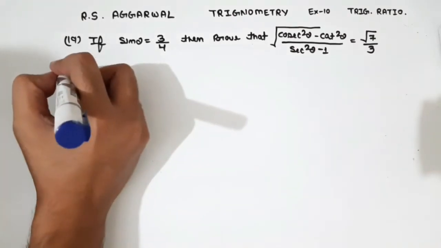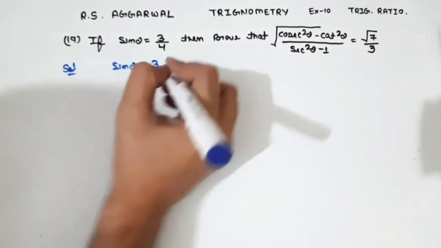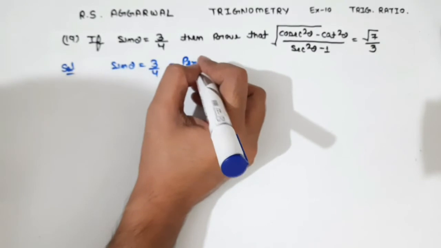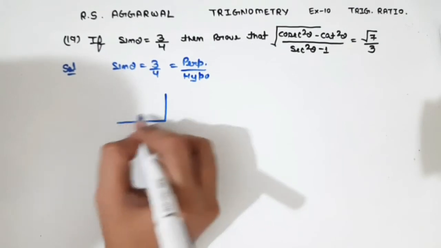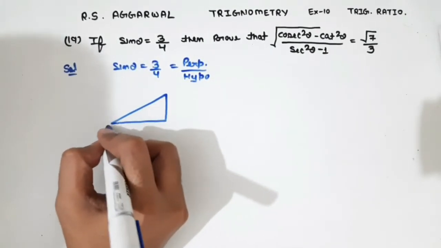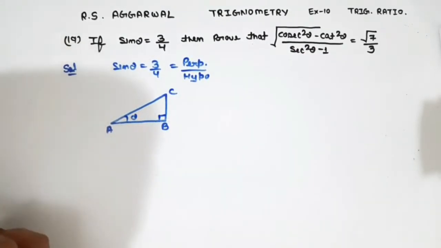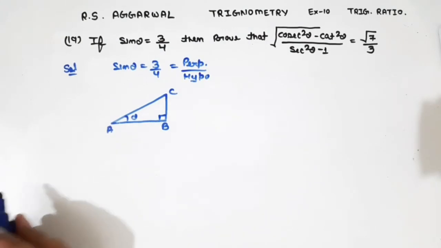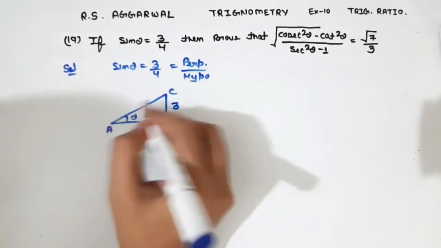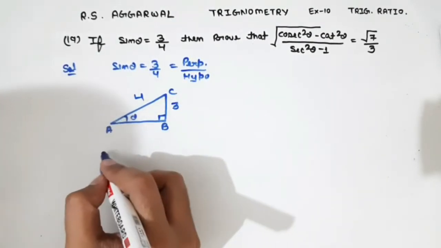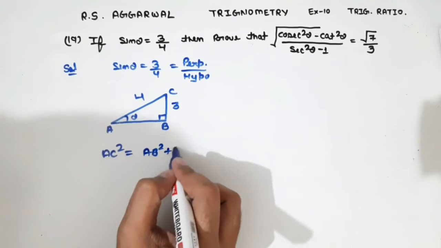So in this problem, we have given sin theta is equals to 3 upon 4, that is equals to perpendicular upon hypotenuse. So firstly we will draw a right angle triangle ABC, in which angle A is theta, angle B is 90 degree. So with respect to theta, BC will be perpendicular, that is 3, and AC will be hypotenuse, that is 4. So we know that in right angle triangle AC square will be equals to AB square plus BC square.